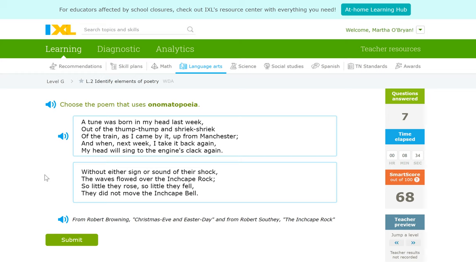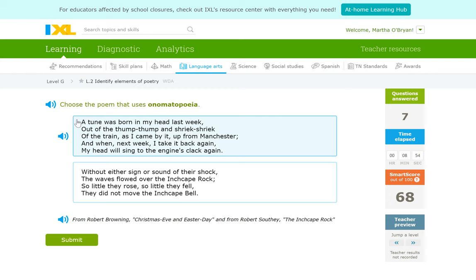Let's read this first one. A tune was born in my head last week, out of the thump thump and shriek shriek of the train as it came by it up from Manchester. And when next week I take it back again, my head will sing to the engine's clack again.